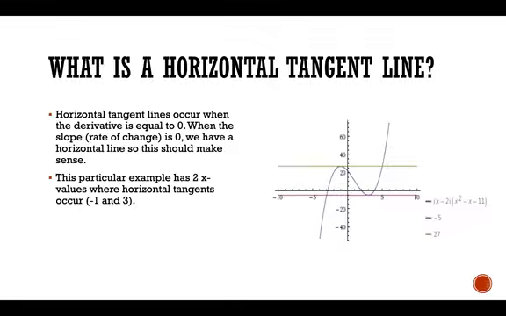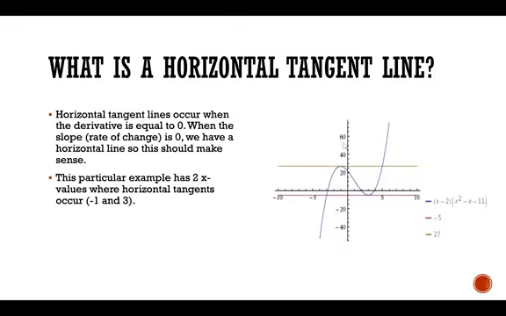Lastly, I want to go over what a horizontal tangent line is, because these are pretty important in calculus. So a horizontal tangent line is where we have the slope of the tangent line equal to 0. That should make sense. And this particular example has two x values where that occurs, here at x equals -1 and here at x equals 3. Okay, so we can see that the slope here is 0, right? So we are positively increasing here, it reaches 0 and then switches to negative, right?